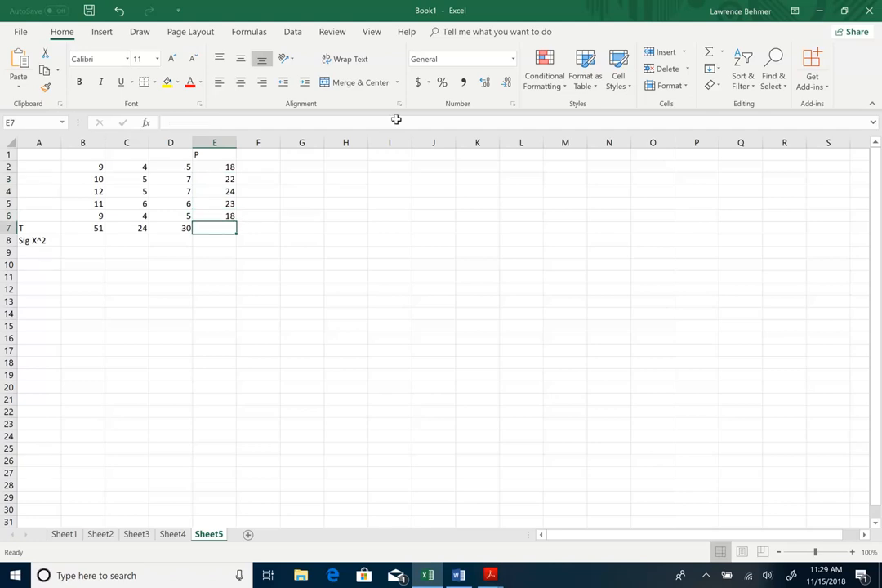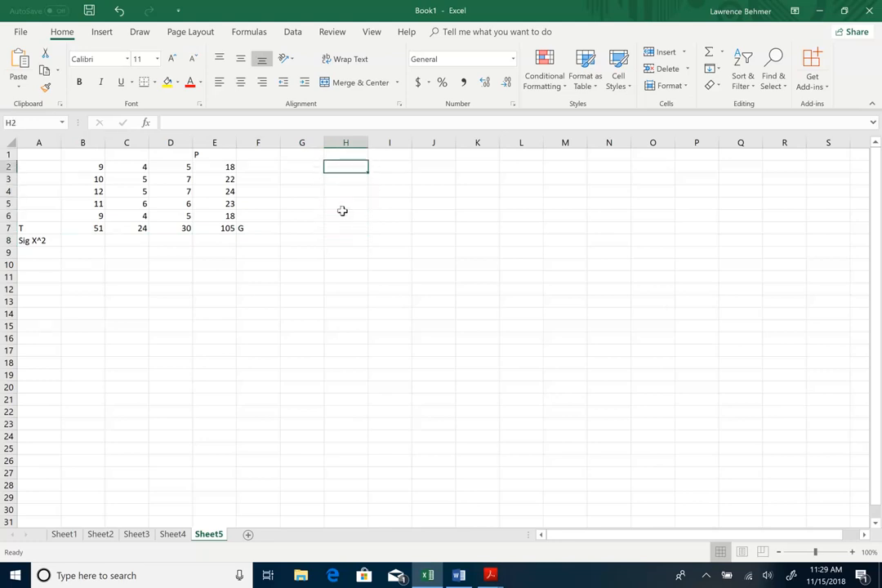Okay, good. And now if I go down this corner, if I hit sum, it's going to add up all of these values, which is going to give me the G value, right? So that's G right there.